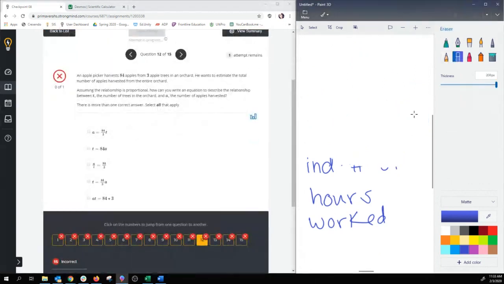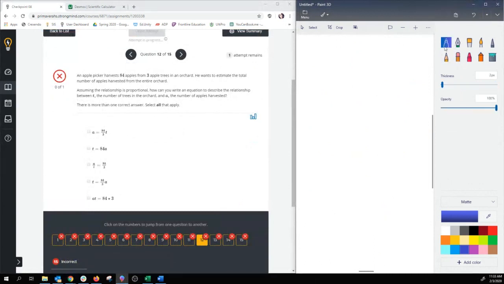12. An apple picker harvests 84 apples from 3 trees in an orchard. He wants to estimate the total number of apples harvested from the entire orchard. Assuming the relationship is proportional, how can you write an equation to describe the relationship between T, the number of trees in the orchard, and A, the number of apples harvested? Select all that apply.